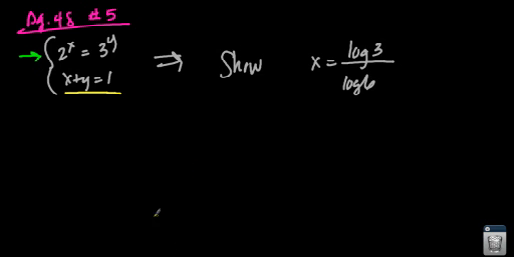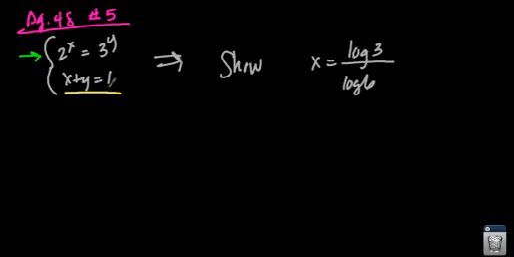The last problem set is number 5, and we are given two simultaneous equations. We're supposed to show the value of x equals the log of 3 divided by the log of 6. What you should notice is that this problem definitely involves logs, because we have two unknown variables as exponents, and then we have a linear equation. So that's not too bad.